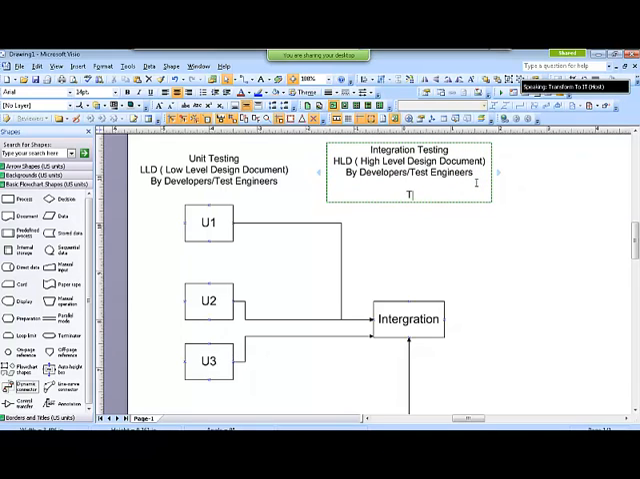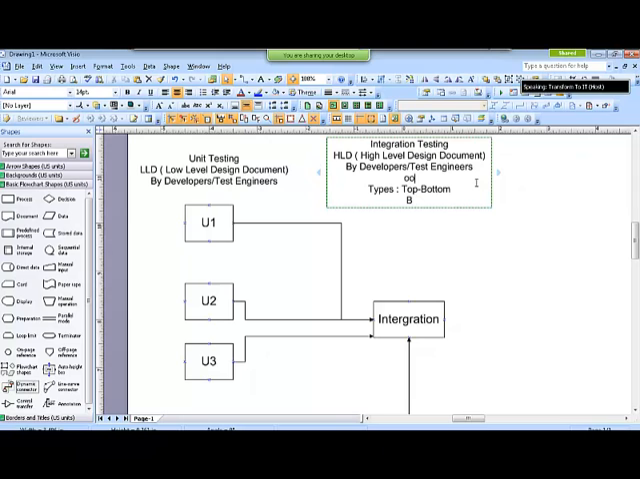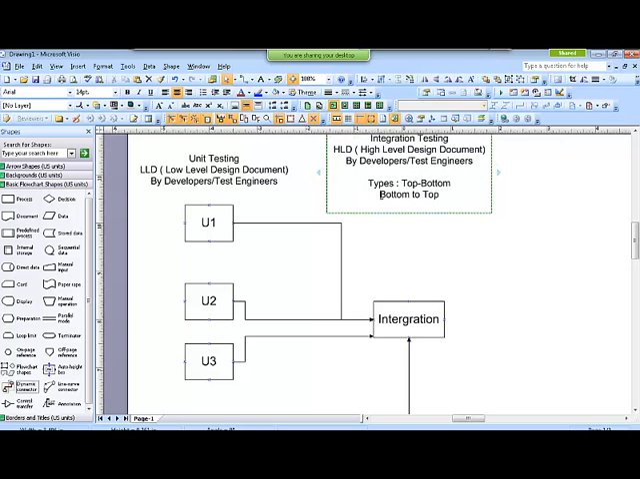Maybe you can say the types. Top to bottom, bottom to top. So what else, guys? We have different types of integration testing. One is top to bottom testing, bottom to top. What else?